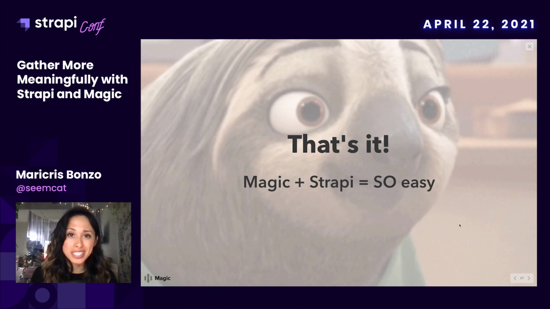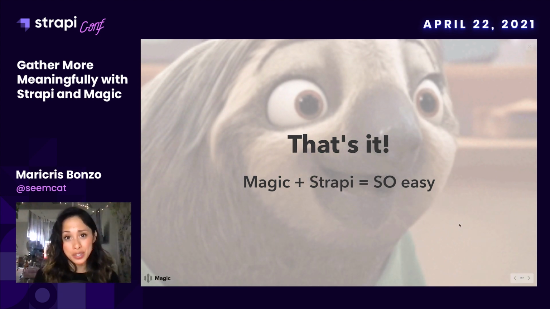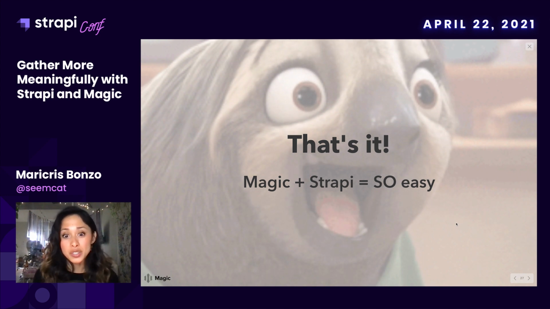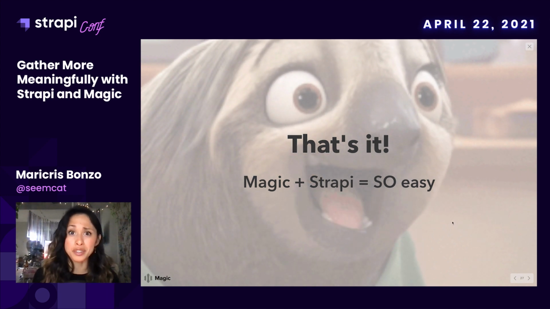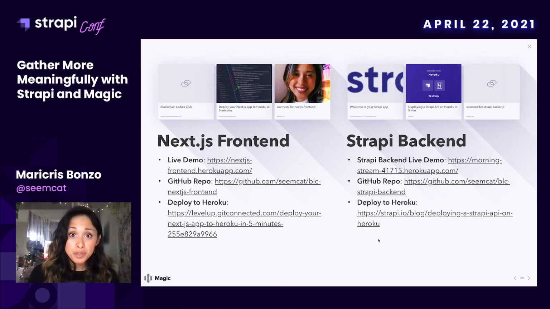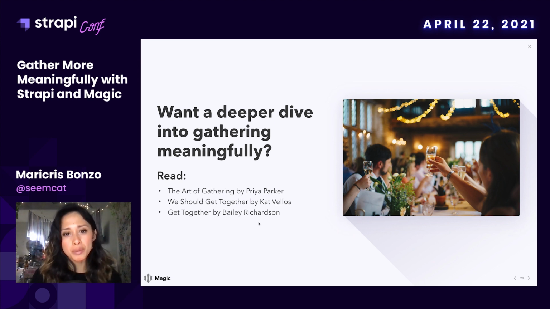All right, so that's it. I hope you were able to see how easy it was to integrate Strapi with Magic and also to create a custom events page that sparks meaningful events. If you're curious for more, here are all of the resources to my live demos, my repos, and how to deploy your project to production. And if you want to learn more about how to gather more meaningfully, I suggest reading these books.